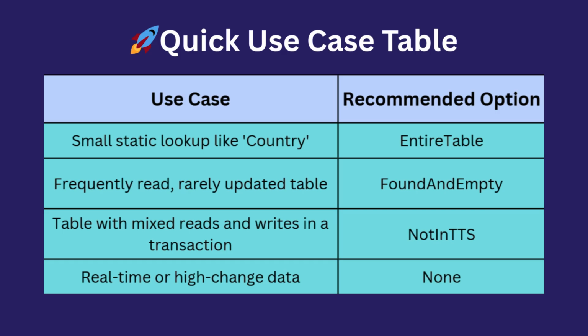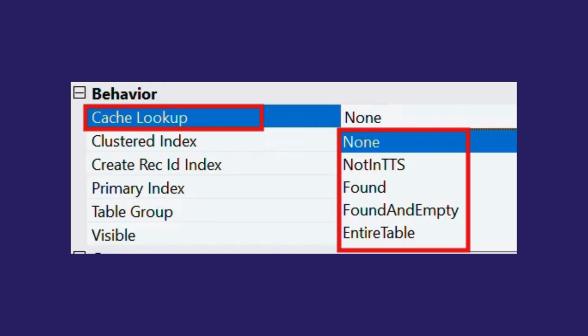Here's a quick summary to help you decide what to use when. Let's wrap up with some best practices. Don't use entire table on large tables, it'll slow your system down. Found and empty is a great default for most lookup tables. Use none only when real-time accuracy is more important than speed.